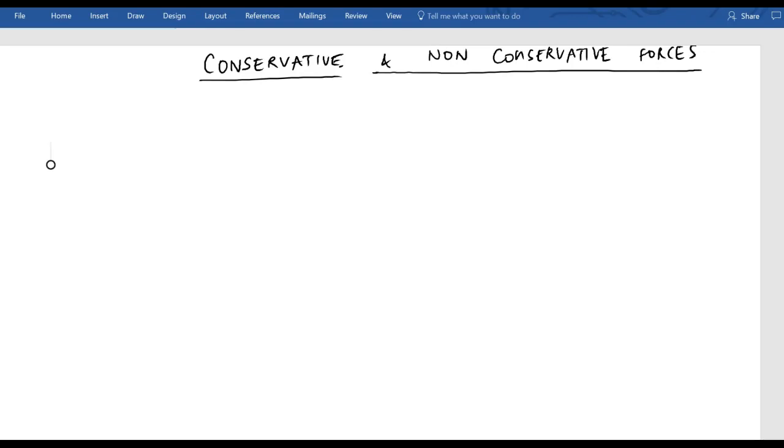In this section, we're going to talk about potential energy, but before that, we should have an introduction to conservative and non-conservative forces, because the concept of potential energy is tied to conservative forces. So what is a conservative force?